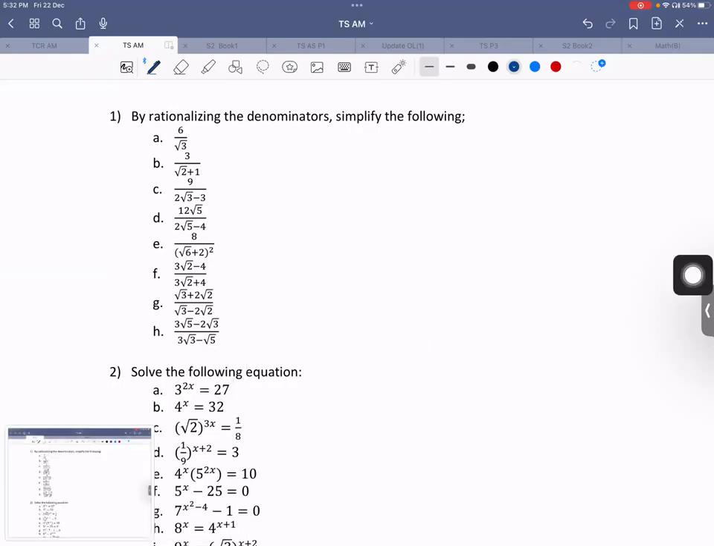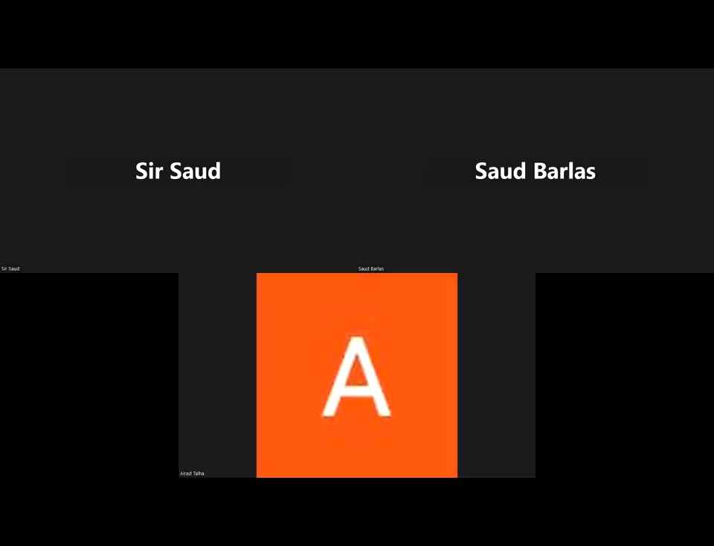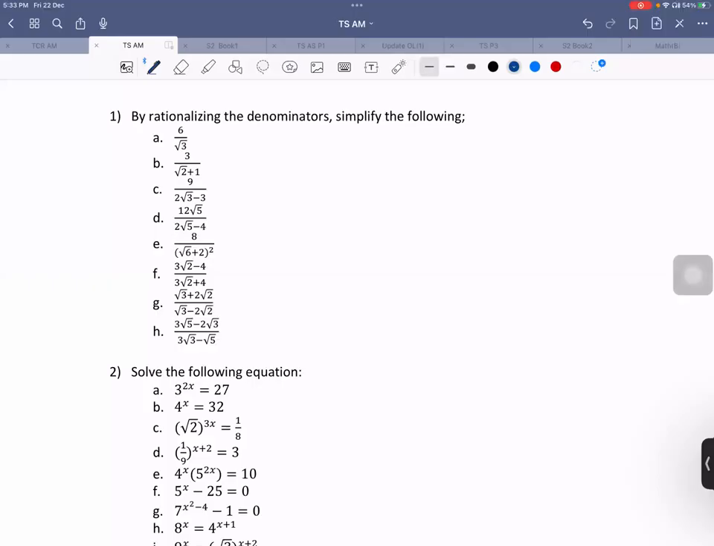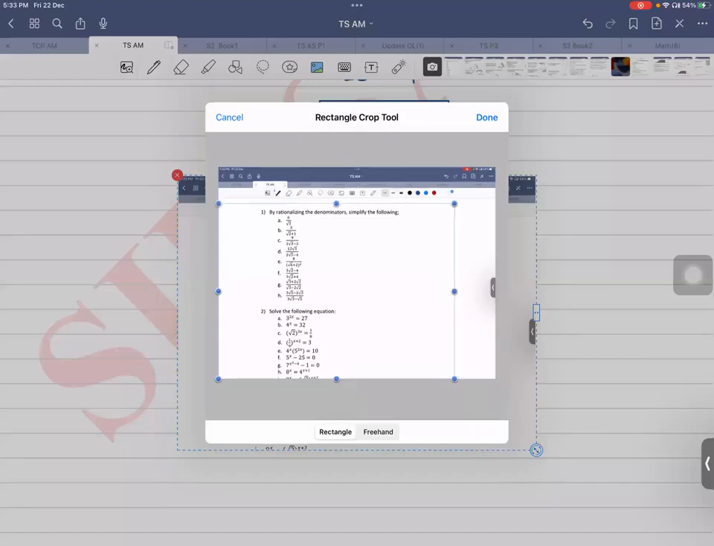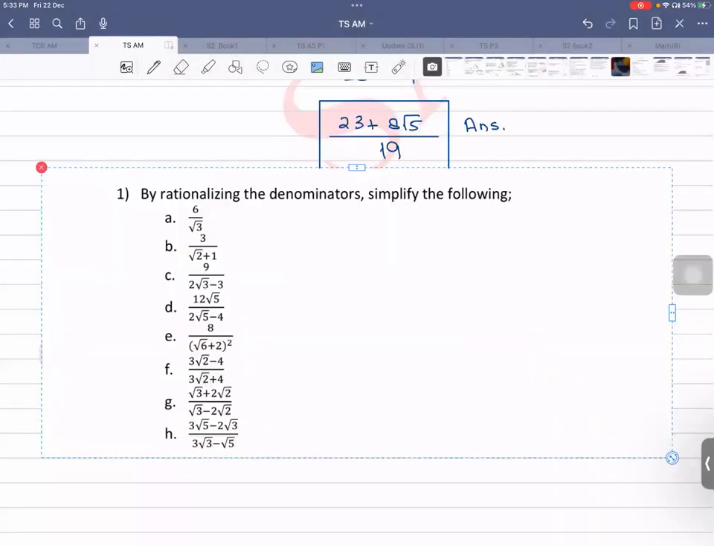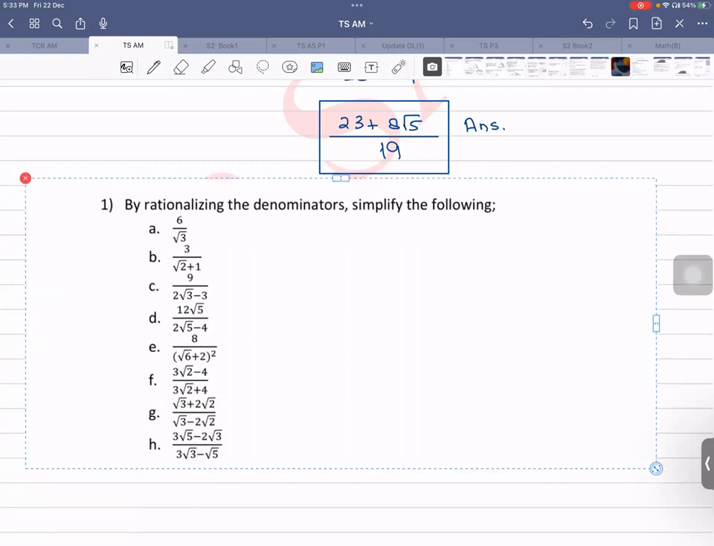Okay, how will I simplify part A in order to rationalize it? Let me share the screen. Yes, Irad, how will you rationalize part A? Multiply both the numerator and denominator by square root 3. Correct. Multiply both the numerator and the denominator by square root 3.